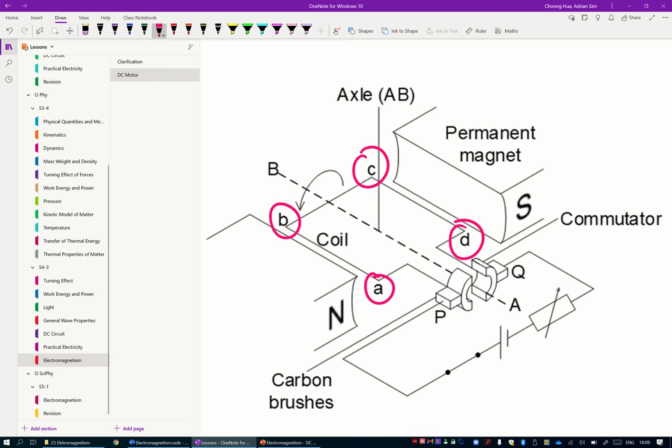Look at this diagram. The current flows from the positive terminal, through the carbon brush, that's P, through the split ring commutator, and through the coil A, B, C, D, through the carbon brush Q and back to the negative terminal of the cell. Note that when you hear the word motor, you more or less get the idea that something is going to rotate. And during this rotation, things are going to change.